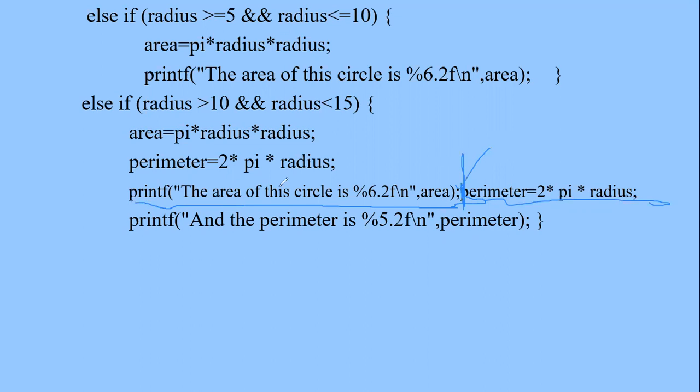And therefore, the statement which is being displayed is from printf: the area of this circle is area. So that's what is being displayed. This part here is doing the computation. In fact, it is just a repeat of this statement here, so it will not be displayed on the screen.